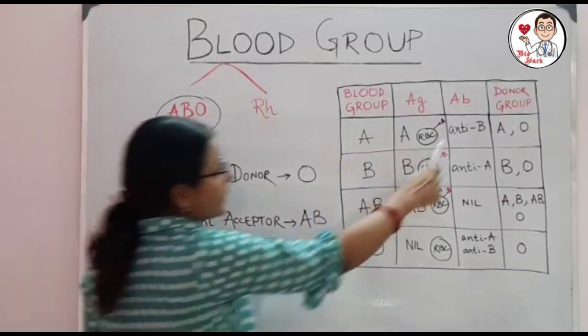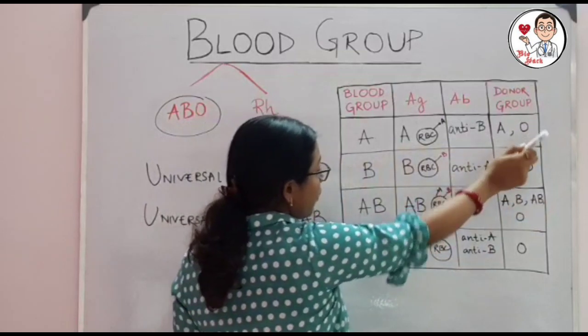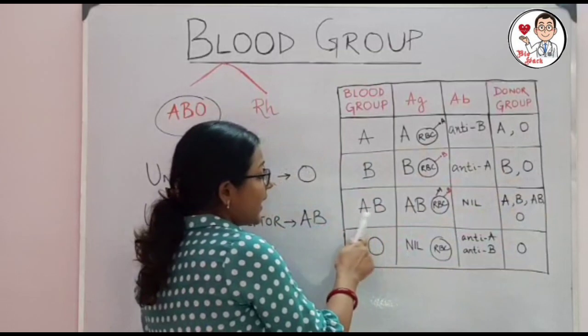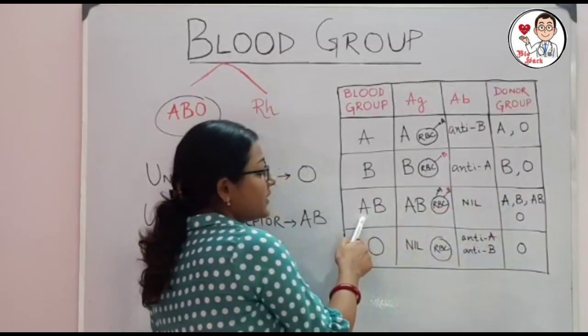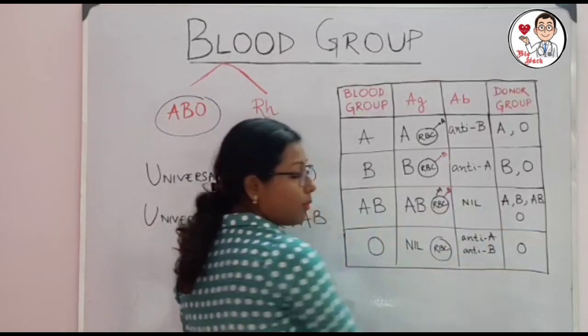So now come here to the donor group. A can accept both A and O. B can accept from both B and O. AB can accept all the four blood groups because it is universal acceptor, and O can only accept from O.